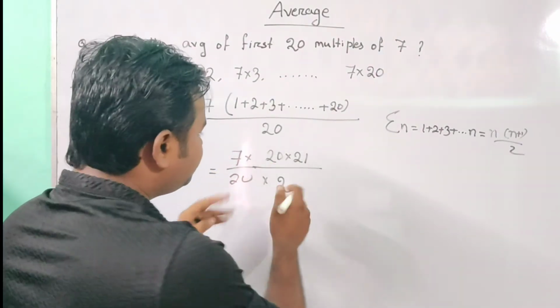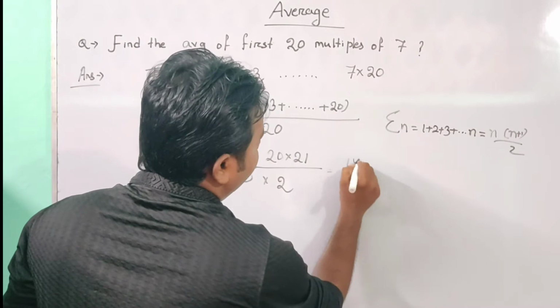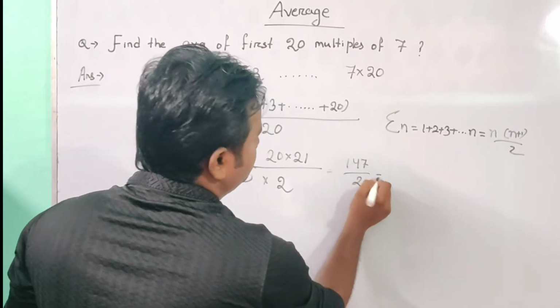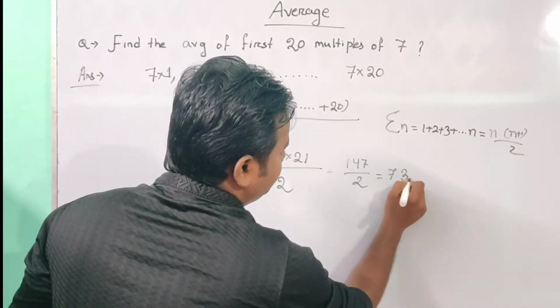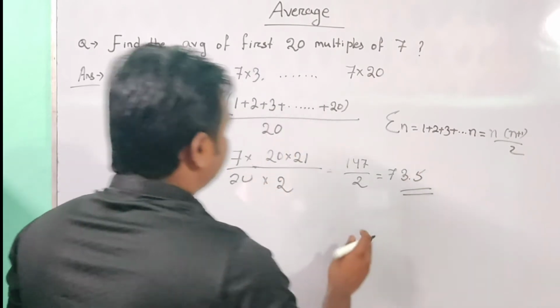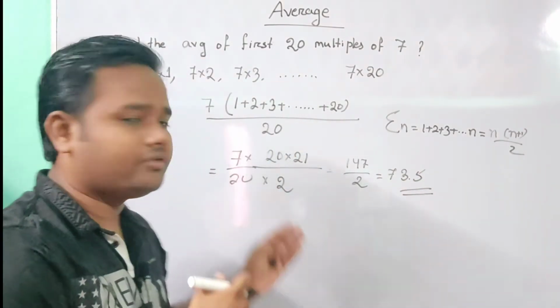After simplification, the value will be 147 by 2, which is equal to 73.5. So the first question is over, we'll go for the next question.